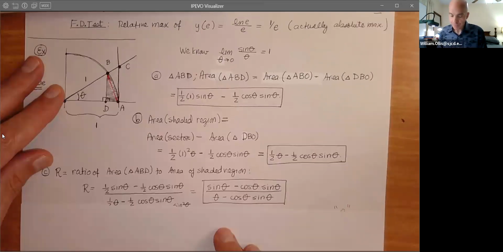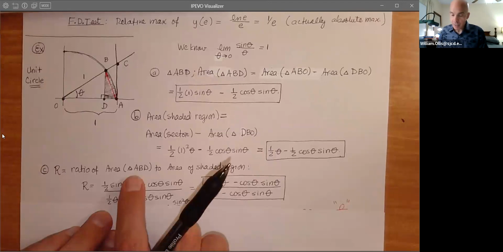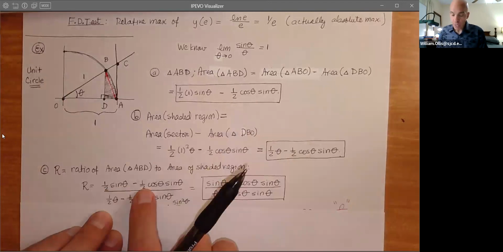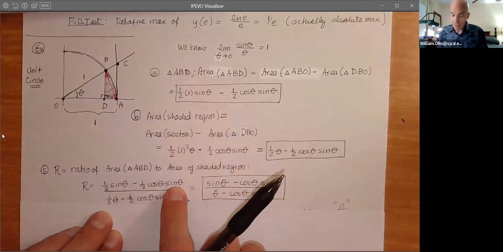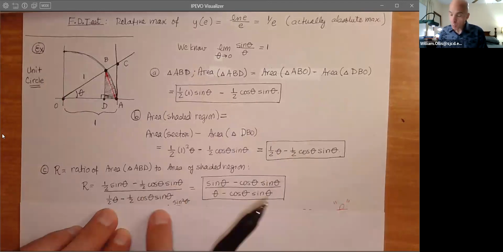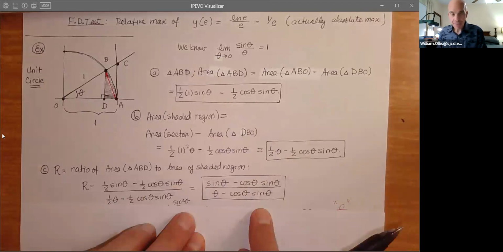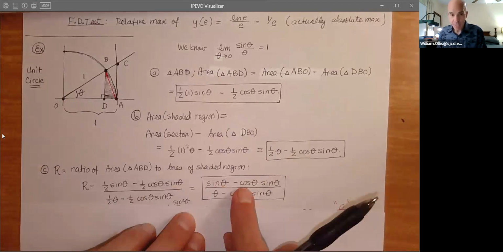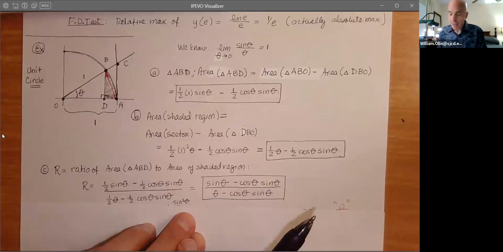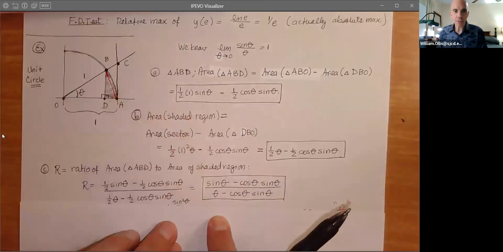So now look at this. If we do area of ABD, that's right up here, 1/2 sine theta minus 1/2 cosine theta sine theta. And then the area of the shaded region, that's right here, 1/2 theta minus 1/2 cosine theta sine theta. And then, of course, all the 1/2s absorb, and we get this: sine theta minus cosine theta times sine theta, divided by theta minus cosine theta sine theta. Now, this part was just basic high school geometry and pre-calculus, nothing hard.